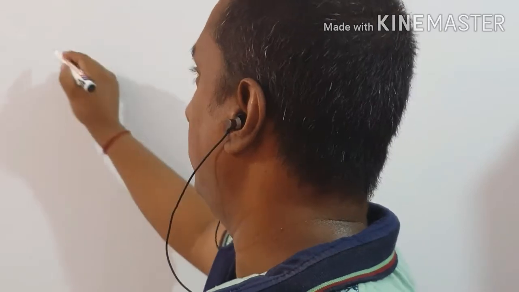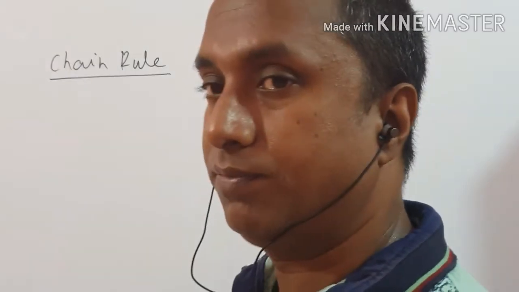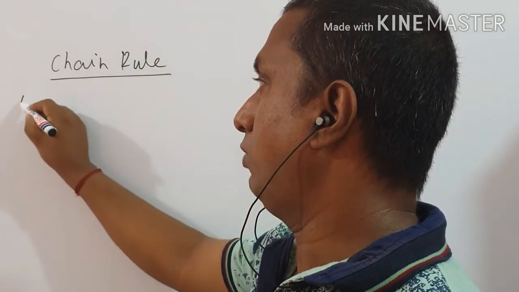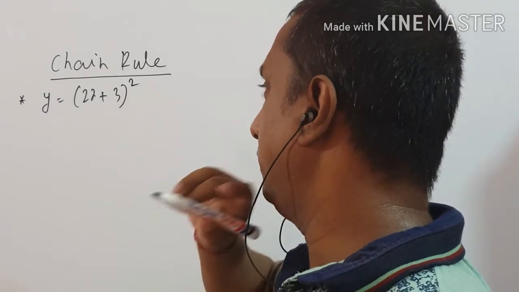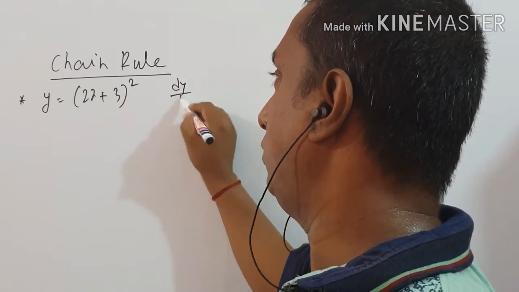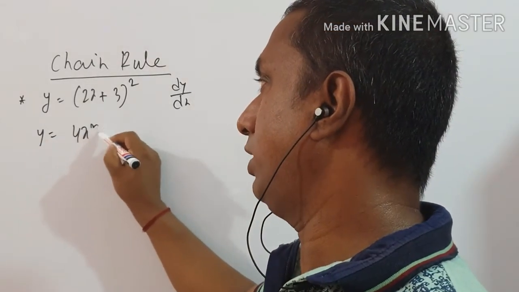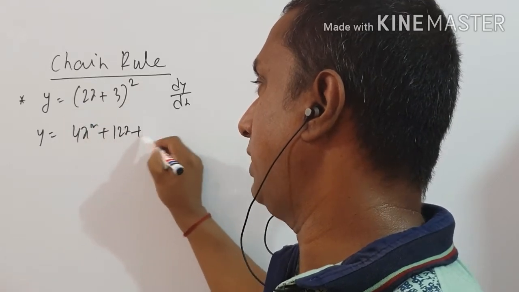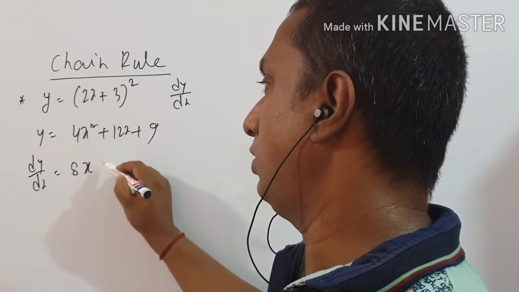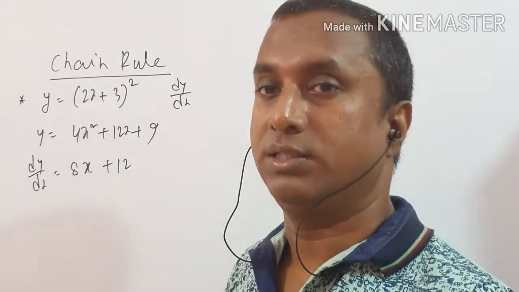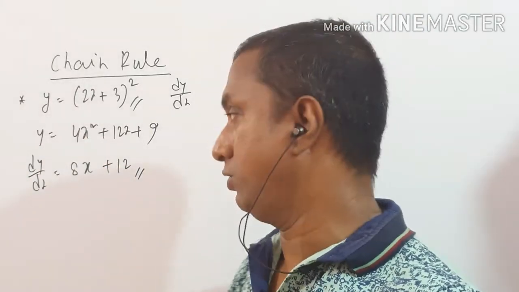So let me write the chain rule. Suppose a question is written y equals (2x plus 3) to the power 2. Now it's given to find dy/dx. We can easily do that after expanding this one. y equals 4x squared plus 12x plus 9. Now we can differentiate. dy/dx equals 8x, then 12, then the constant, that is 0. This is the derived function. I differentiated this expression and we have got dy/dx equals 8x plus 12.